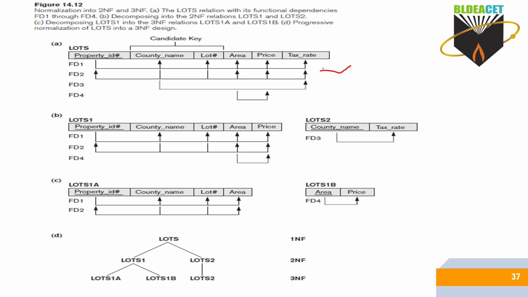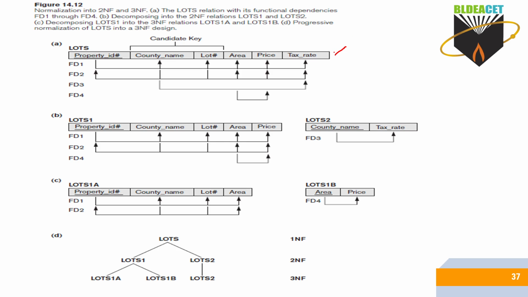So what is first normal form? Attributes must be atomic and single valued. All these attributes, area, price, and tax rate, are atomic, and all attributes hold a single value. That's why the relation is in first normal form here.